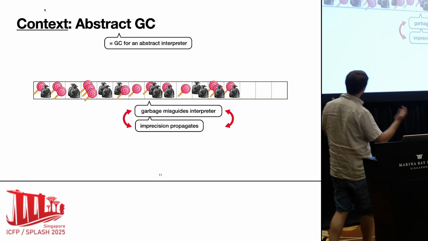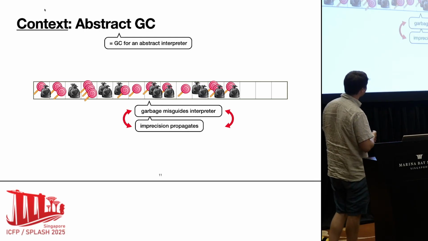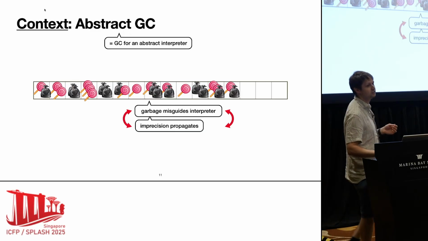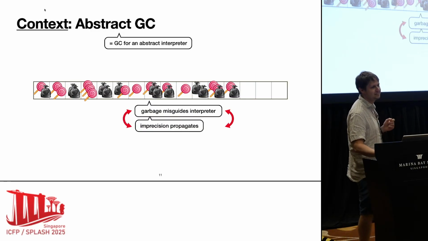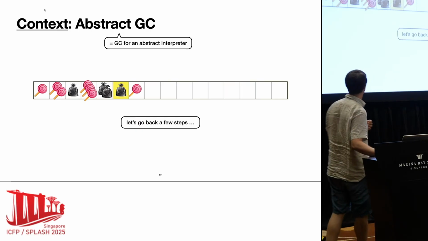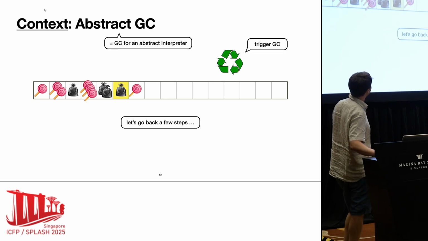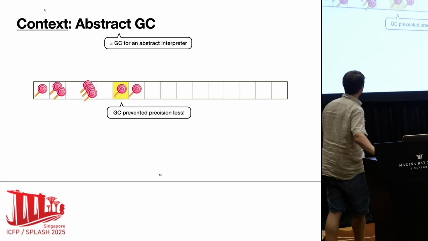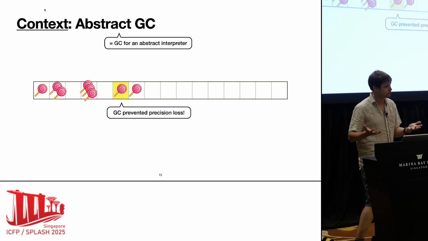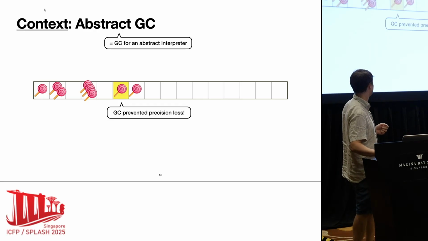So if this continues, then the imprecision and the garbage will propagate throughout the heap because garbage doesn't just affect your analysis results, it also actively misguides the behavior of your abstract interpreter. So how do we fix this? Well, let's go back a few steps where we were going to allocate that value. And let's say we would have triggered the garbage collection here. Well, if the garbage would have been removed, then we could have prevented the precision loss because now the value no longer needs to be joined with the garbage value.